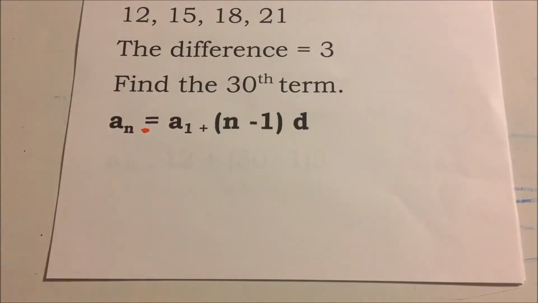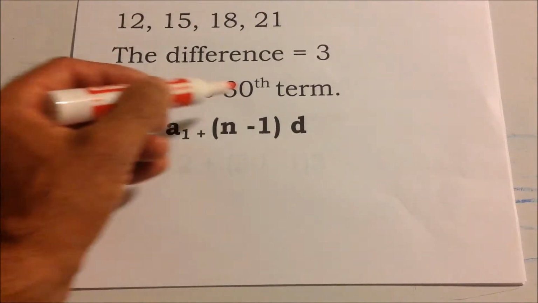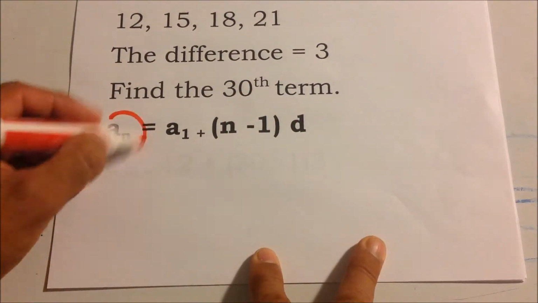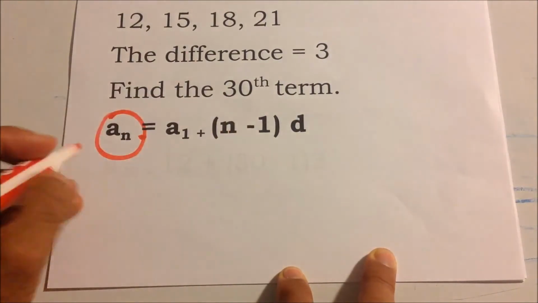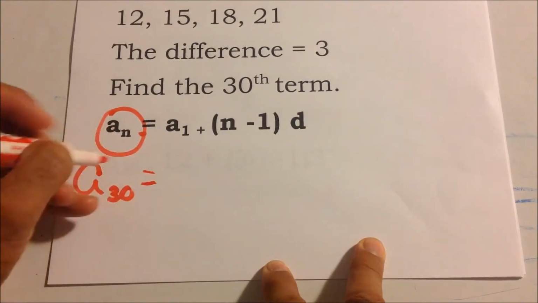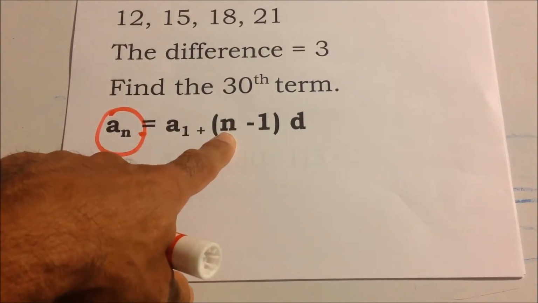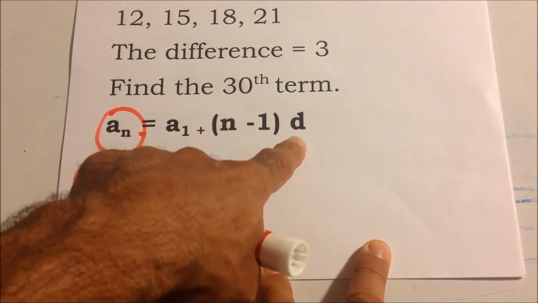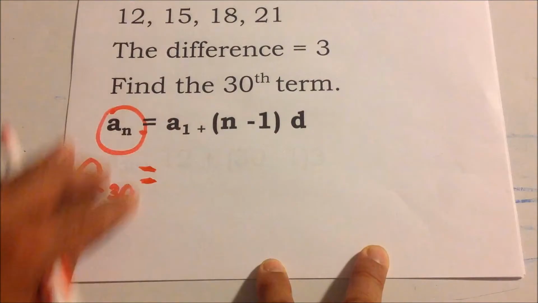So let's go back to our sequence here. 12, 15, 18, 21. We know the difference is 3. And let's say we want to find the 30th term. So this is the formula we're going to use. A sub n, remember the nth term, is the term we're trying to find. So in this case, we're trying to find the 30th term. With the formula, we're going to use the first term plus 30, because 30 is the term we're looking for, minus 1 times the difference.